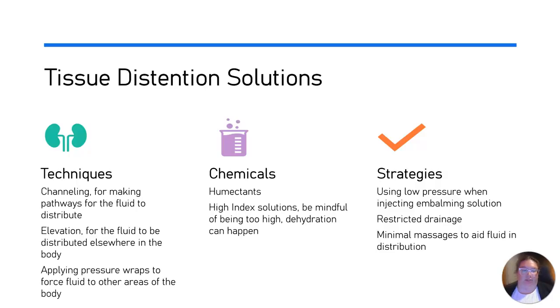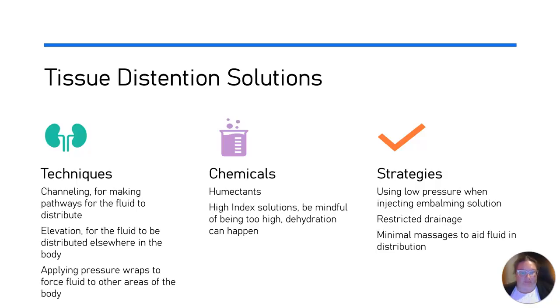So a couple of solutions here. We're going to start with techniques. Channeling. Channeling can help make pathways for the arterial solution to distribute properly and evenly. Elevation can also help, once again, using gravity. And applying pressure wraps to force those fluid areas to distribute and go to other areas of the body.